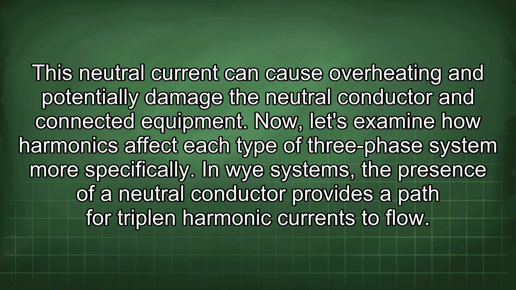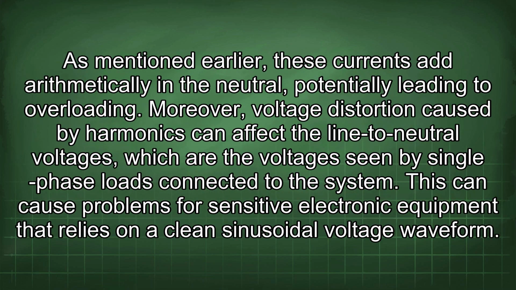Now, let's examine how harmonics affect each type of three-phase system more specifically. In Y systems, the presence of a neutral conductor provides a path for triplen harmonic currents to flow. As mentioned earlier, these currents add arithmetically in the neutral, potentially leading to overloading. Moreover, voltage distortion caused by harmonics can affect the line to neutral voltages, which are the voltages seen by single-phase loads connected to the system. This can cause problems for sensitive electronic equipment that relies on a clean sinusoidal voltage waveform.